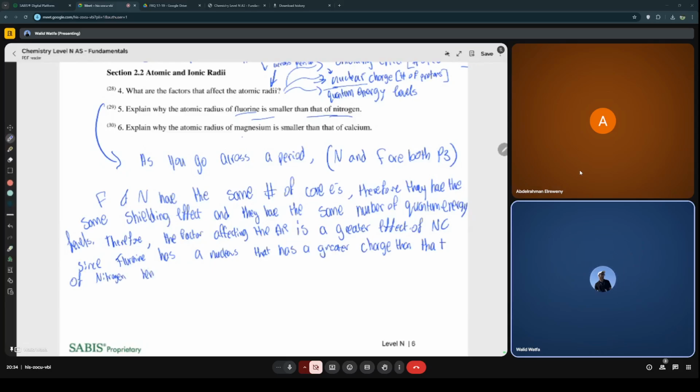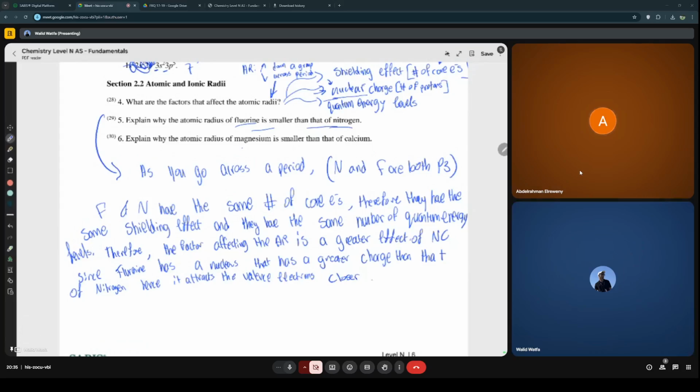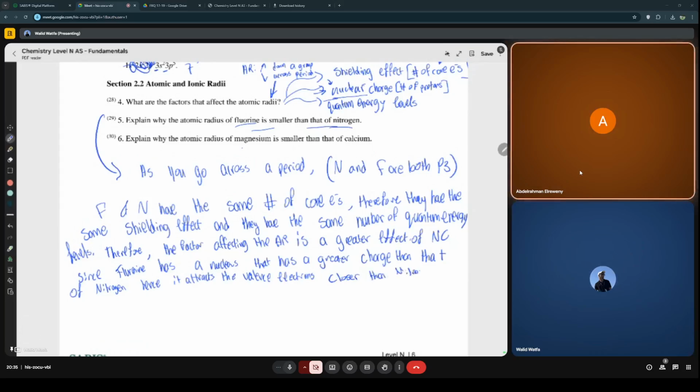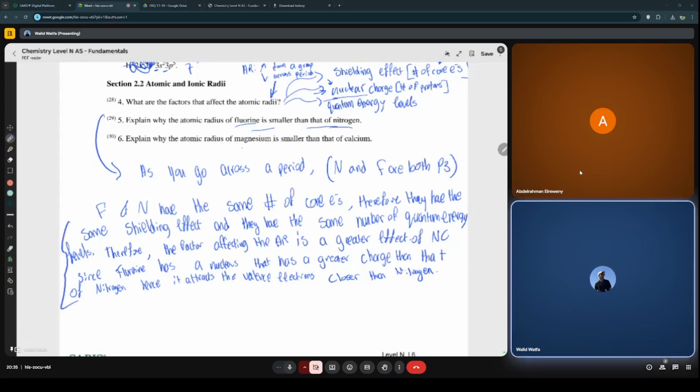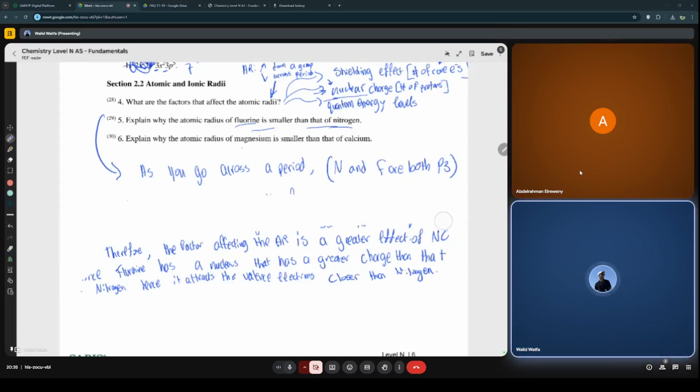Hence, it attracts the valence electrons. What electrons are they attracting? The valence ones, the outermost electrons. They're bringing the outermost electrons closer towards the nucleus. Hence, it attracts the valence electrons more strongly. You could say better or more strongly, or closer to the nucleus than nitrogen. Get it? So that's how you solve it. Don't leave a single word out.